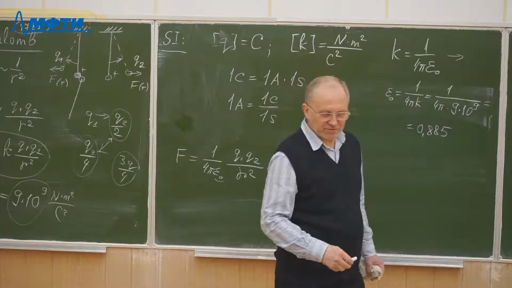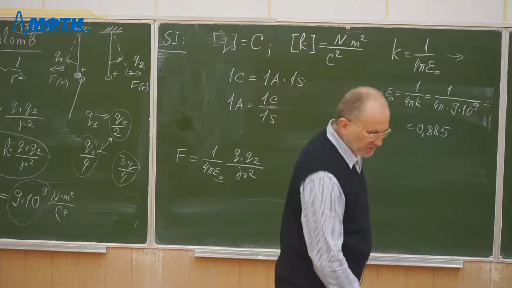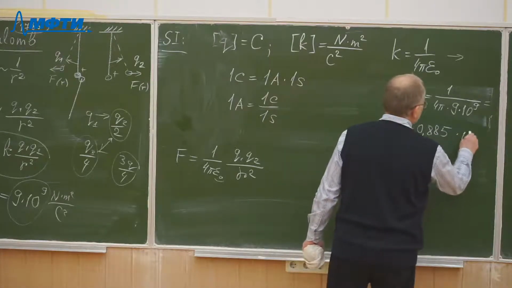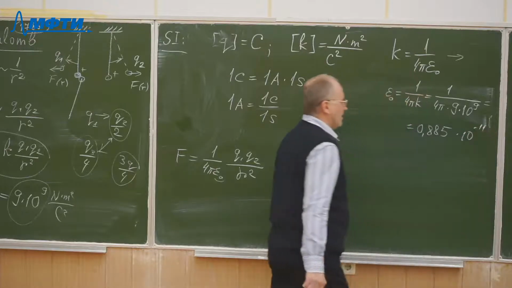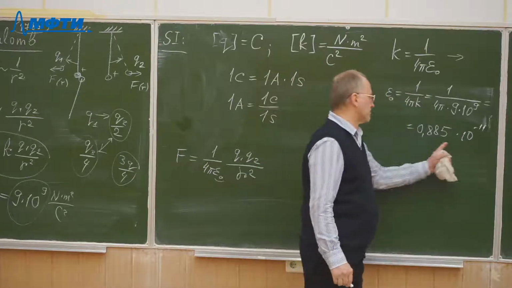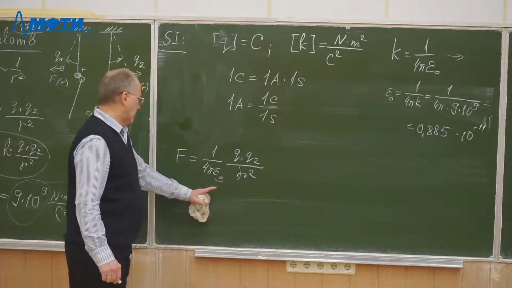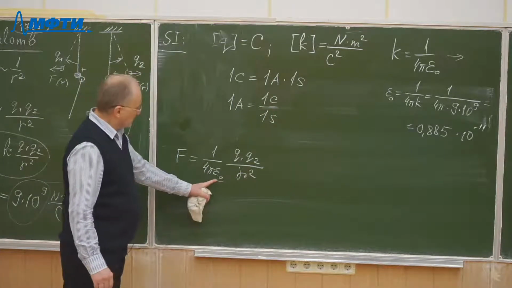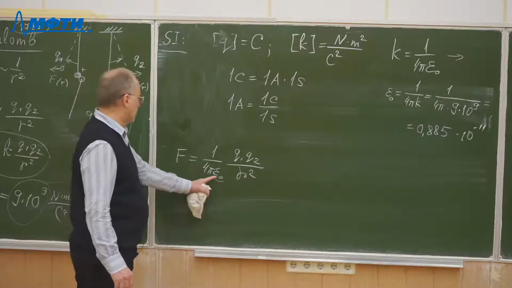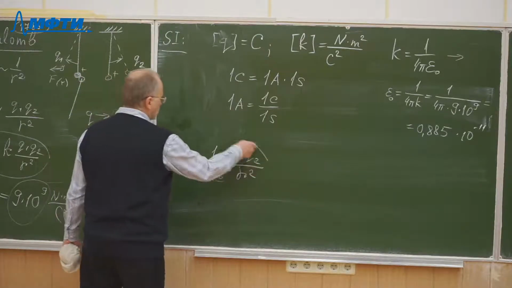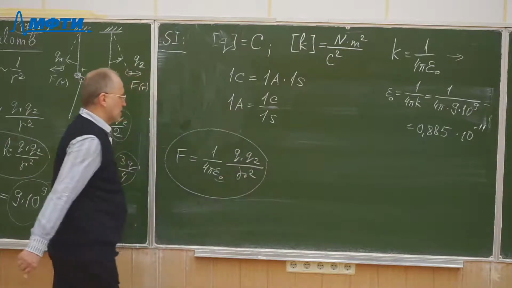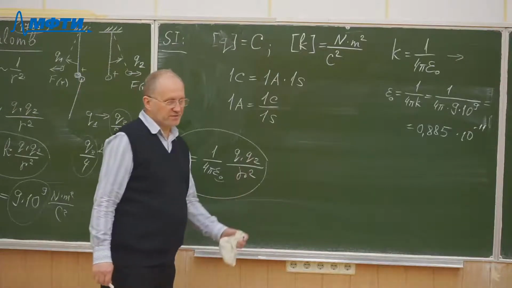I hate remembering such quantities. So the result will be in the international system. This is the electrical constant, in the international system of units, which enters the formula for the Coulomb force of interaction of 2 point charges.